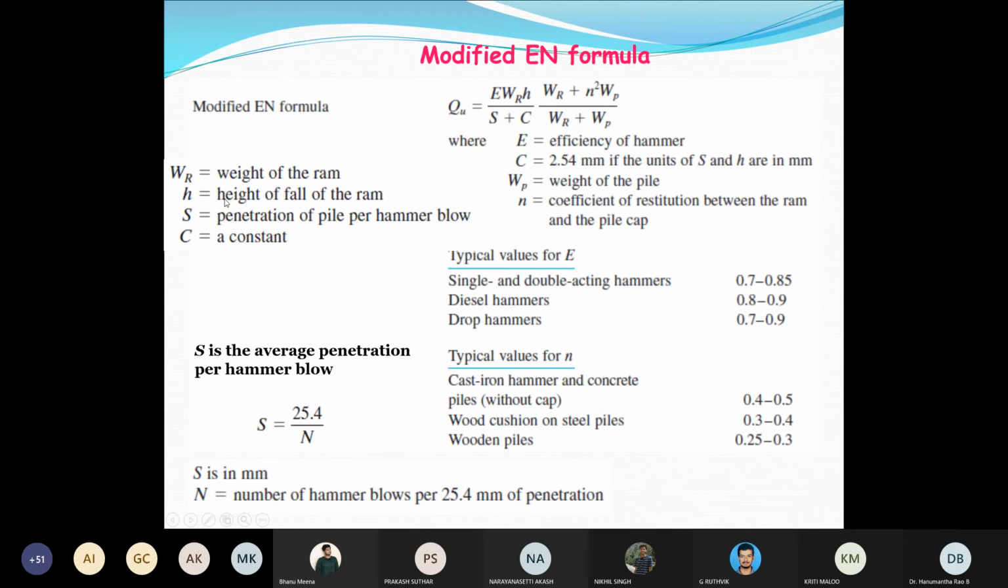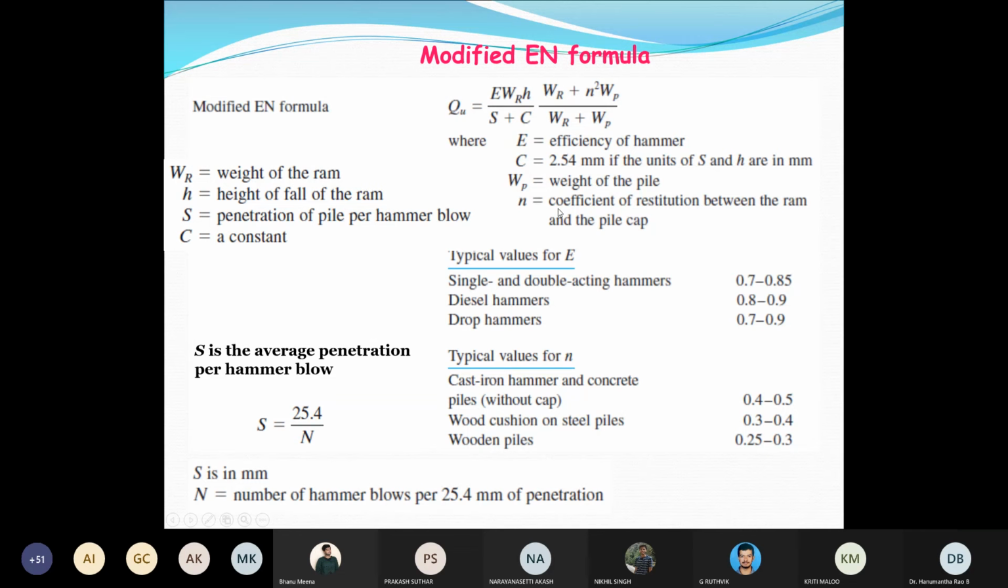Then how much you lift is called H. Then S is the penetration of the pile per hammer blow, the rate of penetration. Then C is a constant, which could be a function of the soil, the pile, or anything; it doesn't matter. Then E is the energy efficiency. Because there is an impact force between the rammer and the pile top, we cannot ensure 100% load transfer. So the energy efficiency that you assume is called the hammer efficiency.